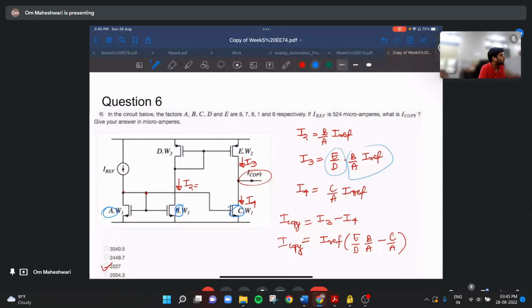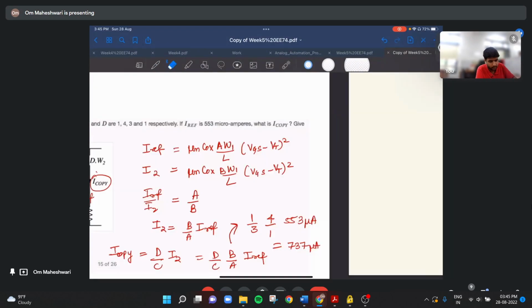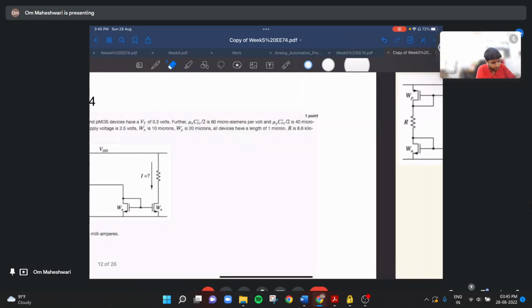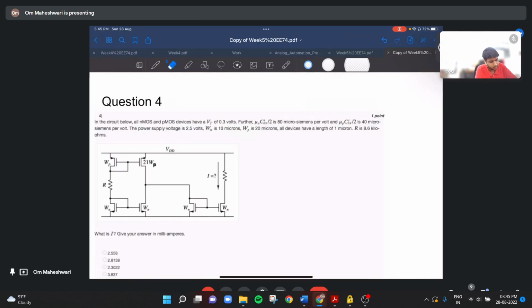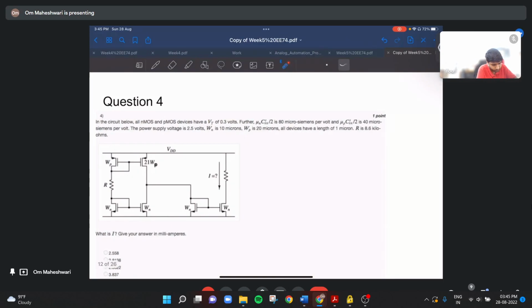Let us try and solve question number 4. So in this question, what do we have to find? What is current I?